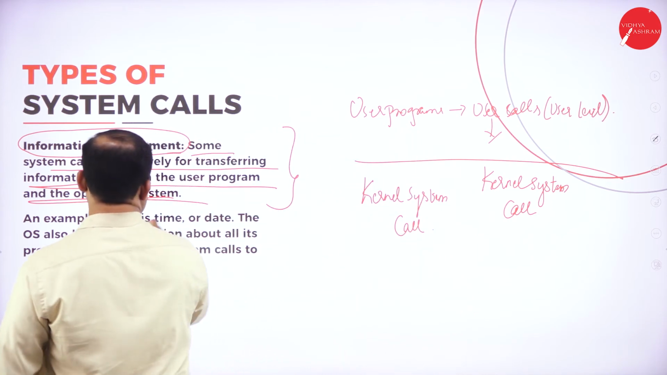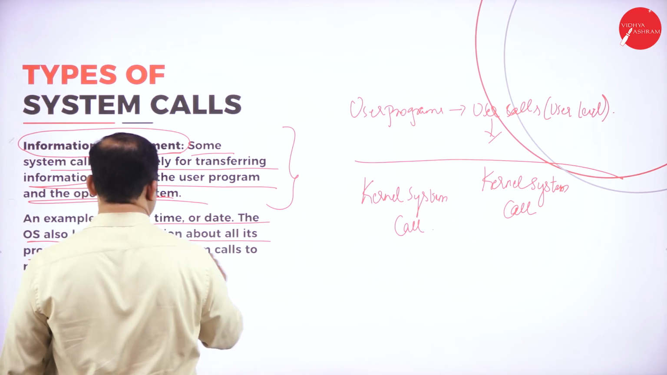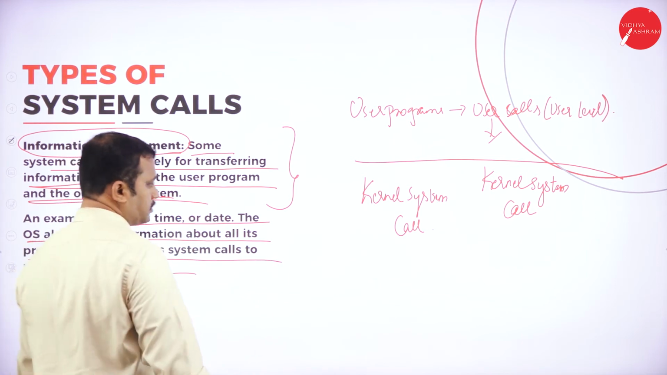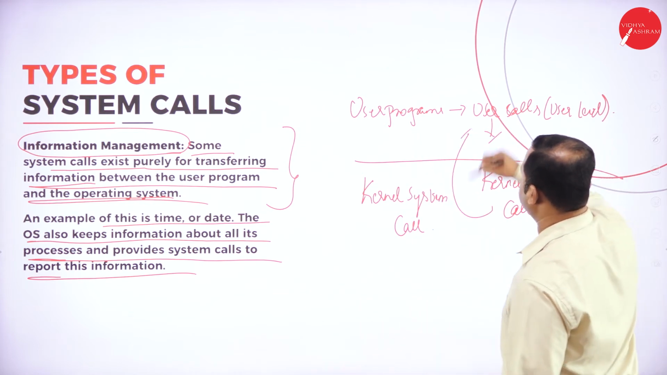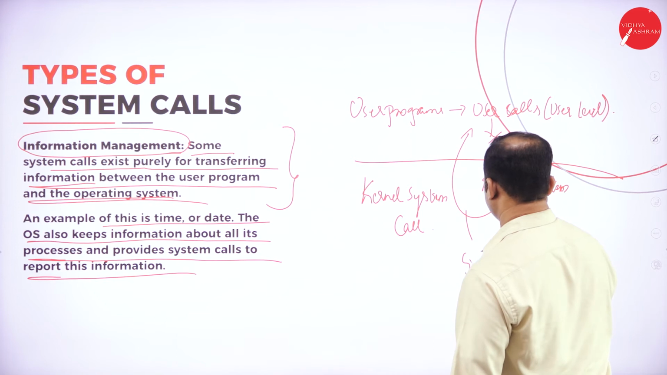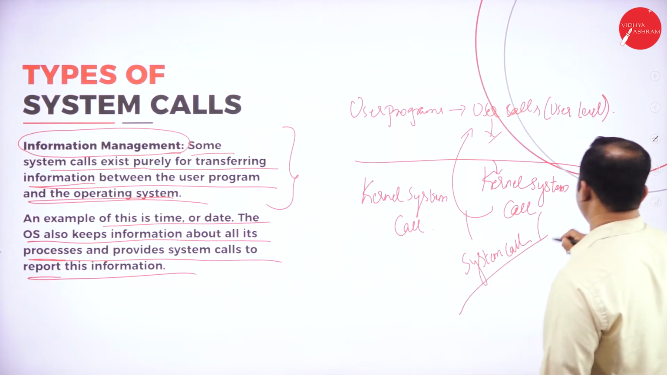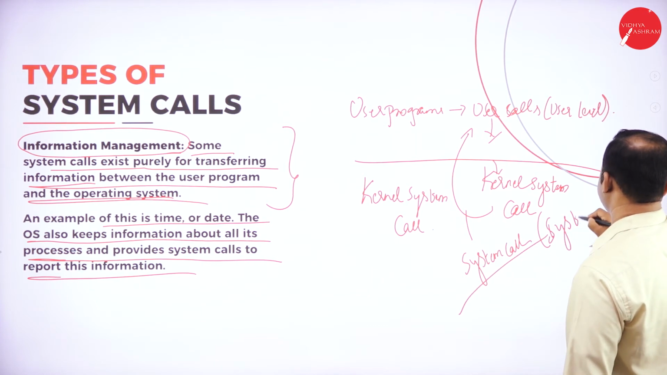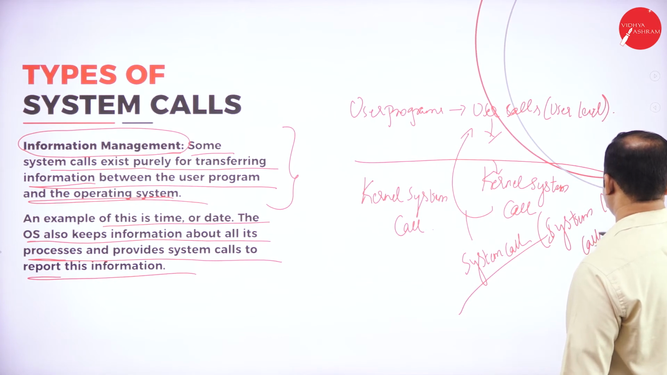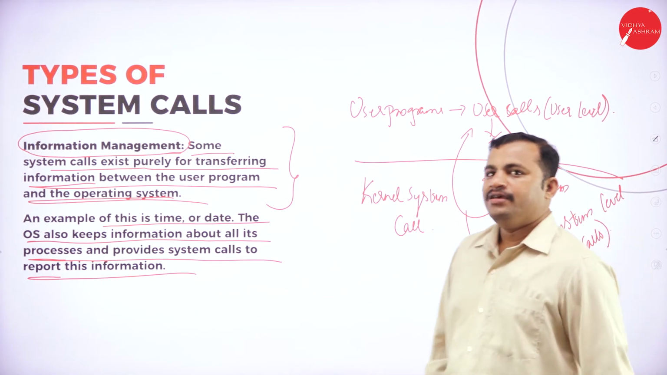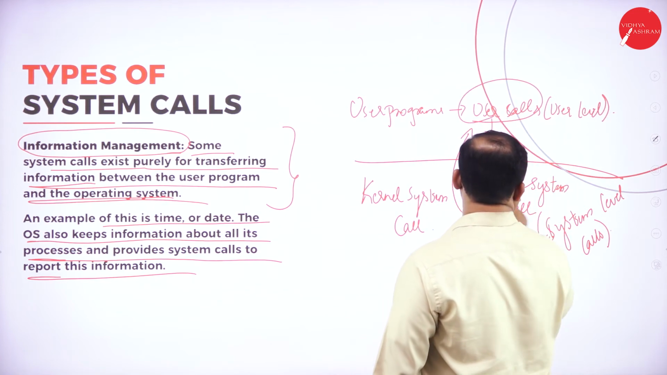For example, the time or date. The OS also keeps information about its processes and provides system calls to report this information. That is, the information is transferred. The kernel in turn provides information to the user in the form of a system call, also called system level calls. In this case, we have the user level calls and the system level calls.